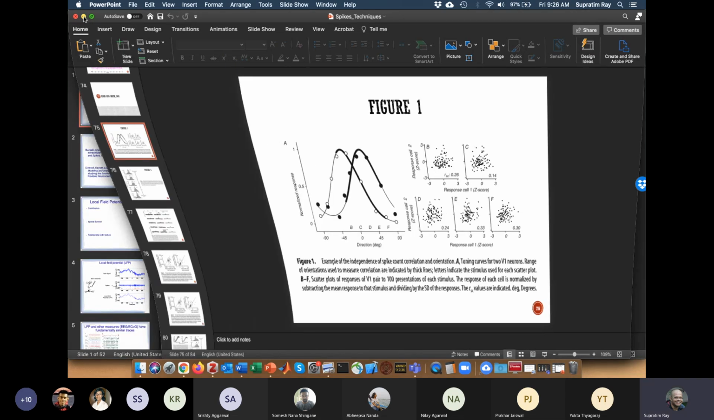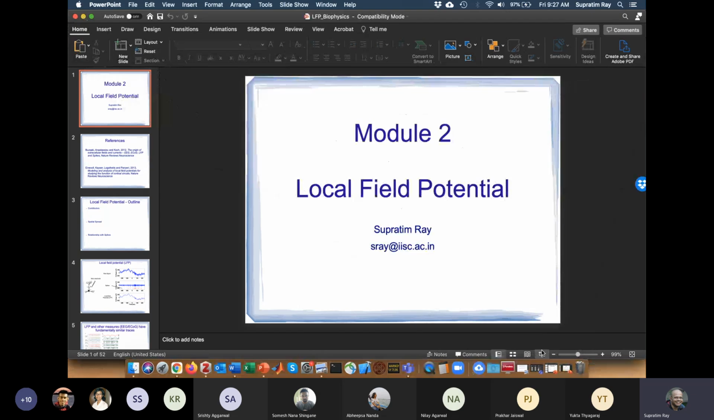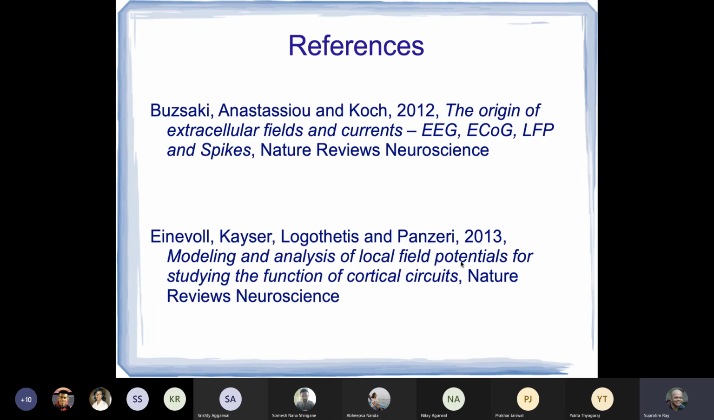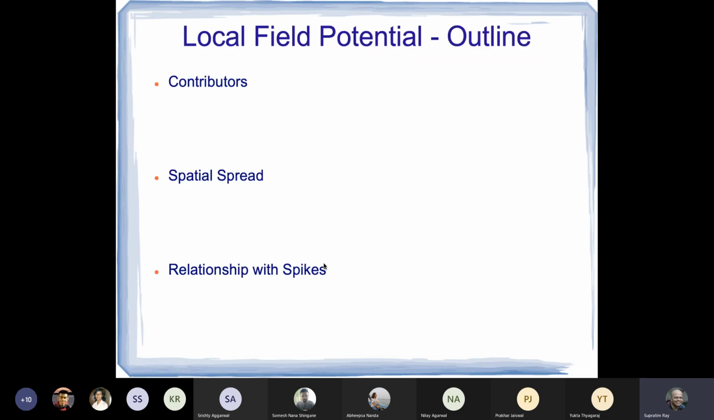All right, then we move on to local field potentials. So let's get going on this. The references for this part are just a couple of very nice review papers. Please read these, and this is sufficient for you.